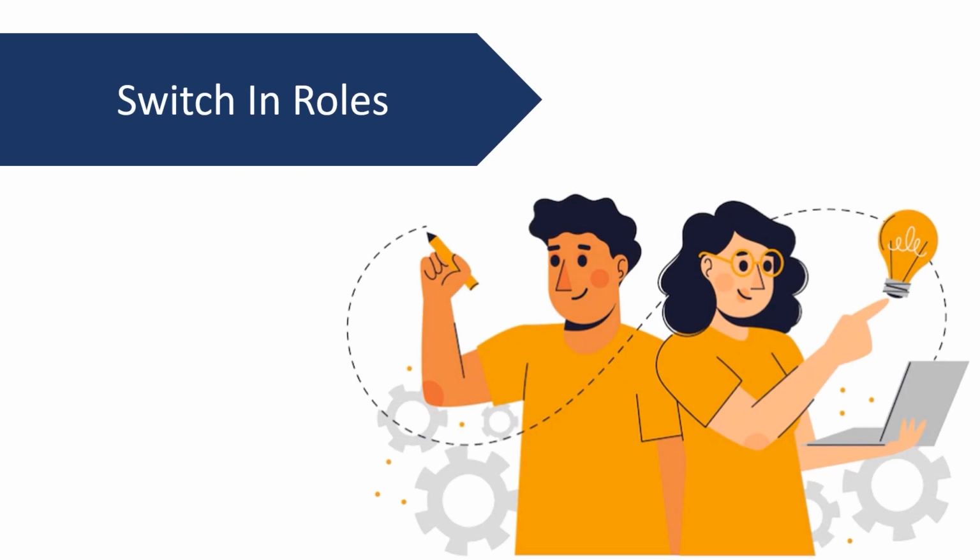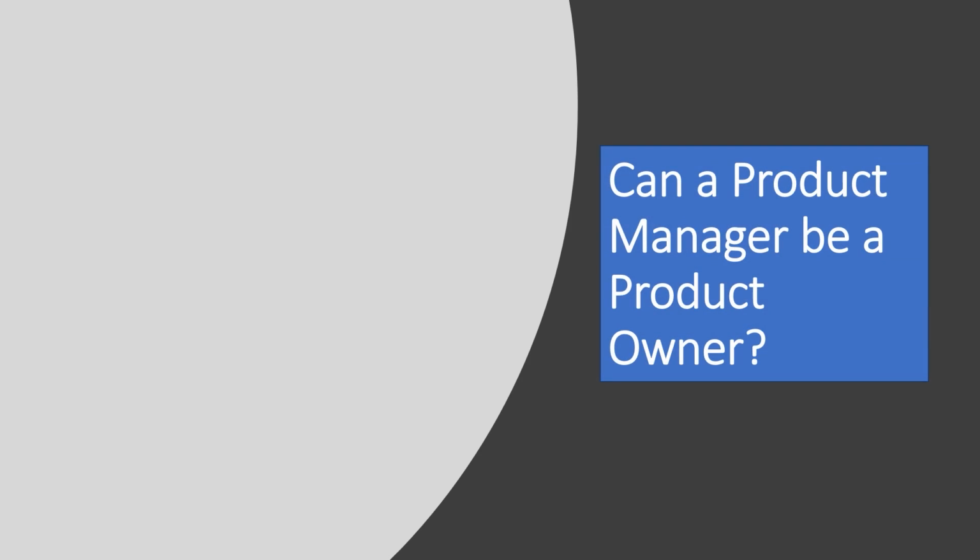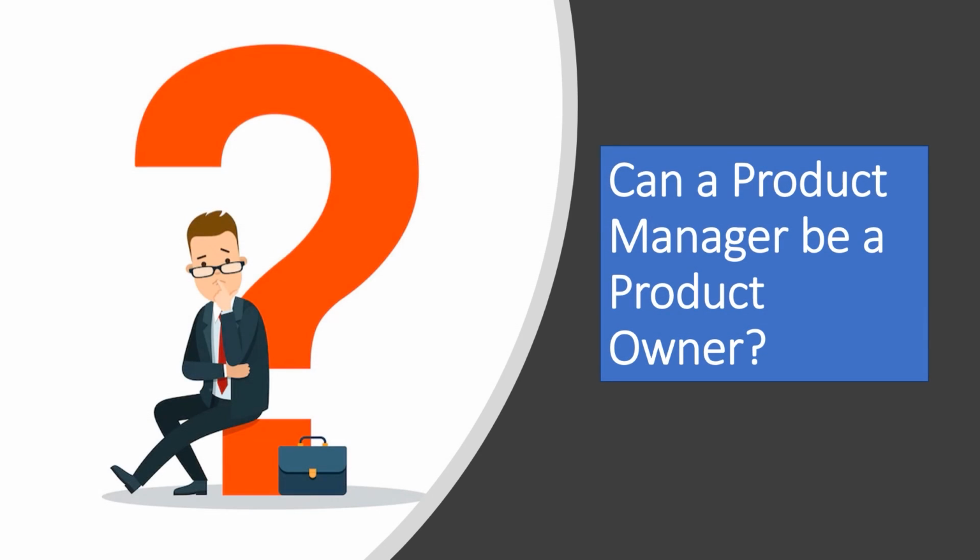Now, the next phase is knowing the switch in the roles of a product manager and product owner. So, the first question that arises is, can a product manager be a product owner? A product manager's role encompasses end to end product management, including feature functionality, product road mapping, and reacting to customer input, in addition to product development and Scrum.